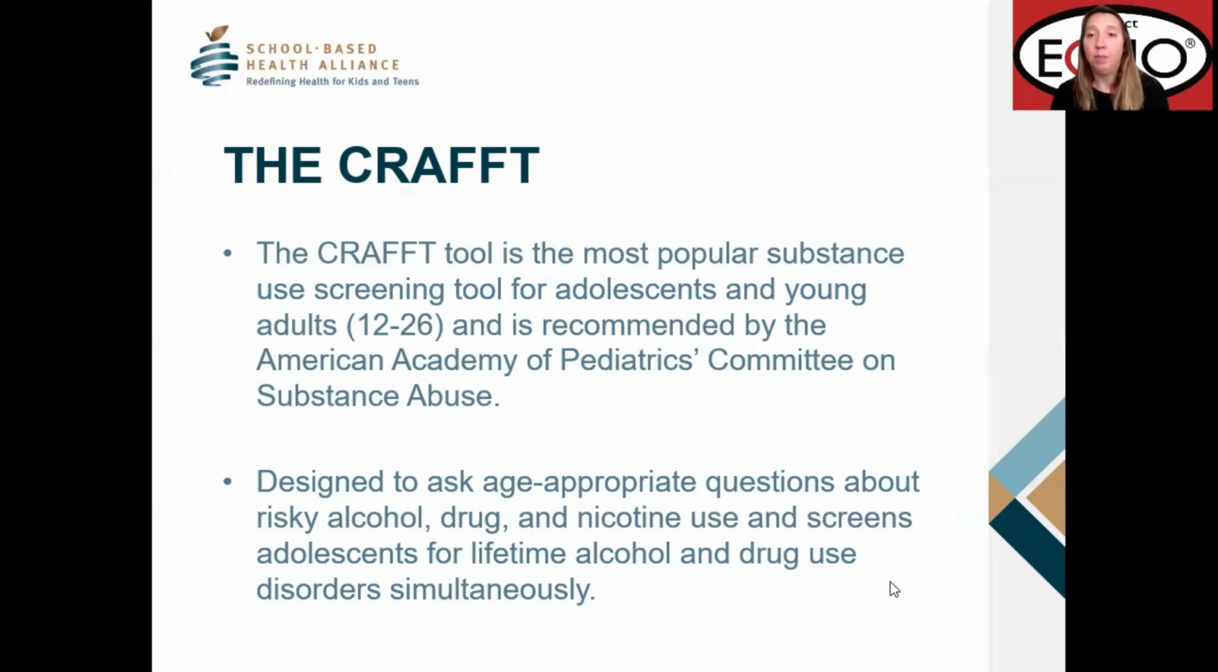And the CRAFFT developers are strongly encouraging practitioners and organizations to move from the original version to version 2.0 or higher. These versions take advantage of improved psychometrics and how the tools gather information about a fuller range of substances, so it leads to more accurate screening of adolescents.